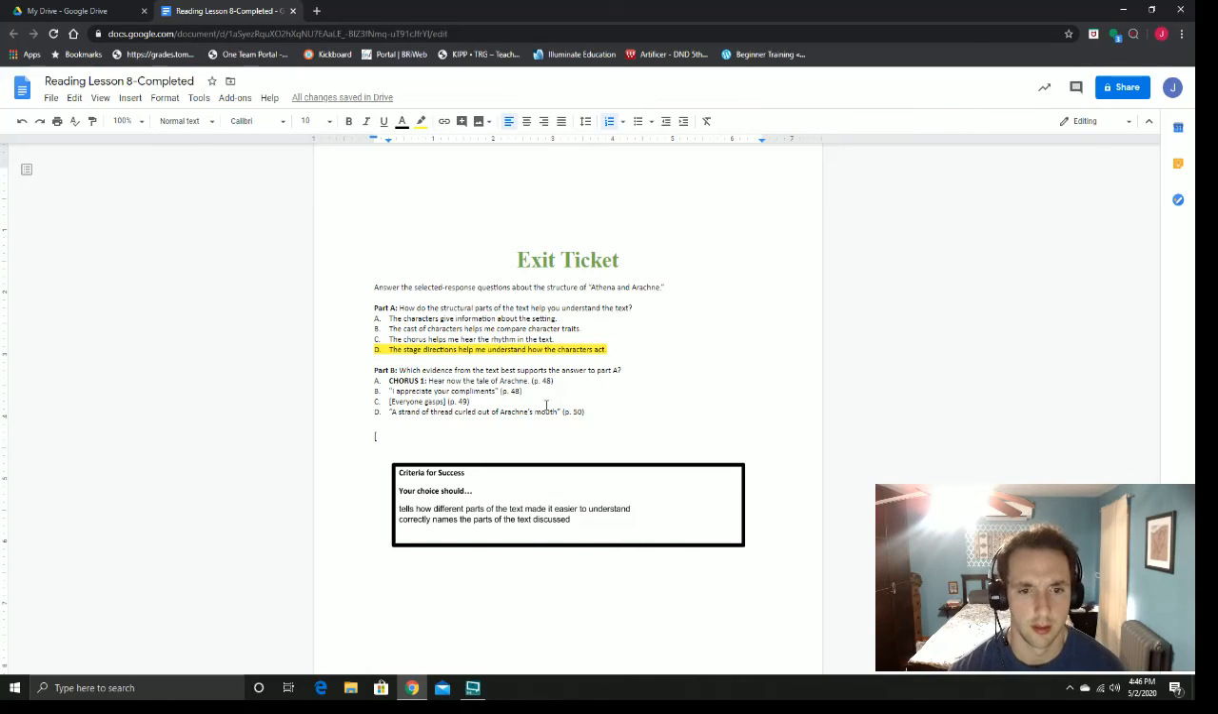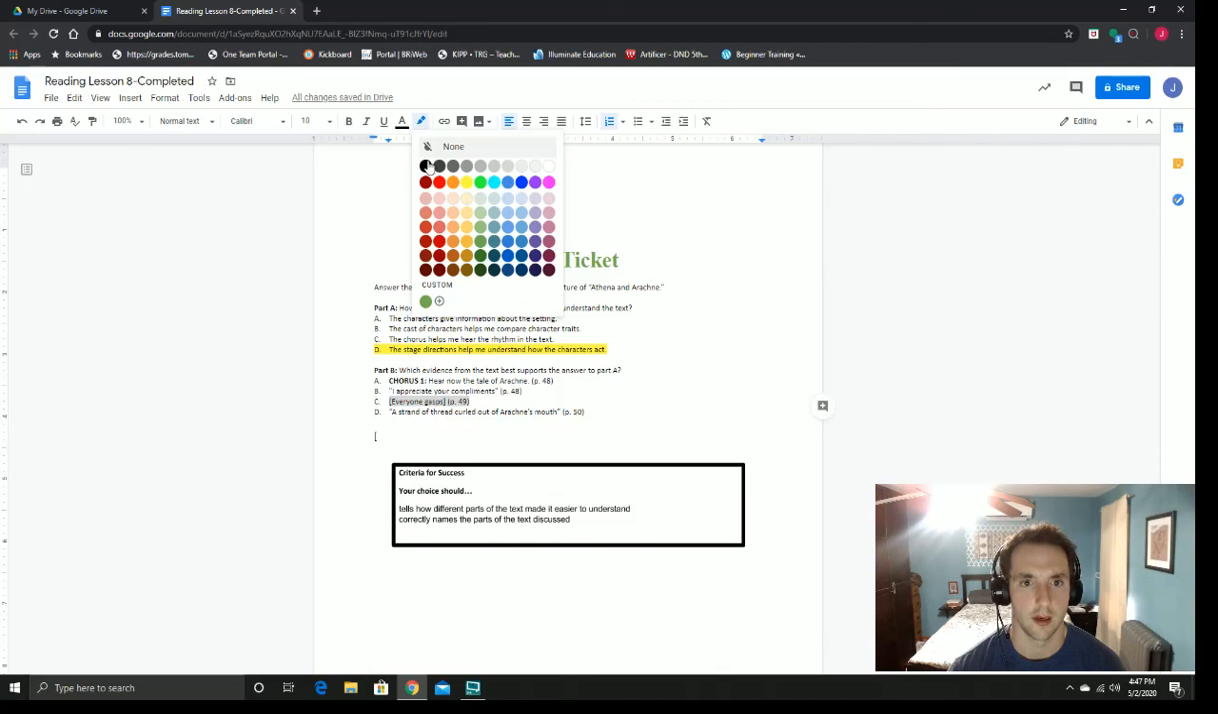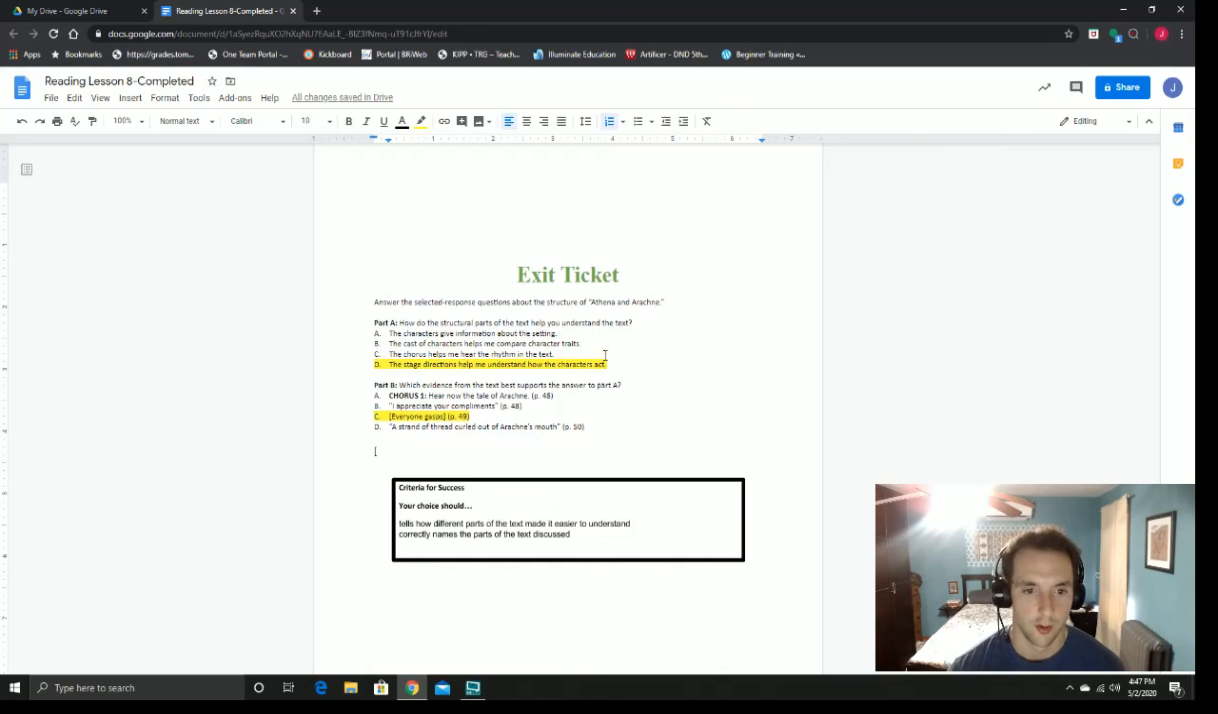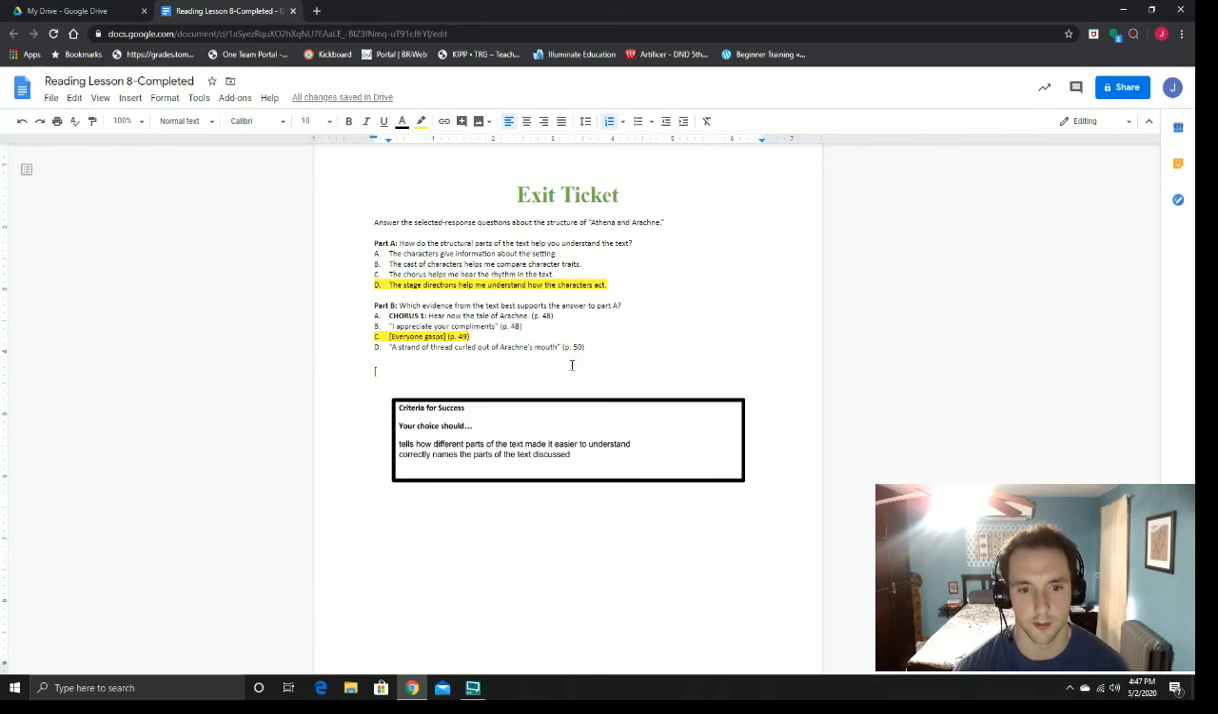All right, let's take a look. So again, if we're using stage directions, our evidence would probably be stage directions. And so 1, 2, and 3 are not stage directions, but C, it's a stage direction. And just to be sure, it says it helps us understand how the characters act. When everyone gasped, that helps us understand that Arachne was acting in a very proud way, or that Athena was punishing Arachne by turning her into a spider, like we saw earlier. And so this is the best evidence that helps us understand how the stage directions help us see how the characters are acting.